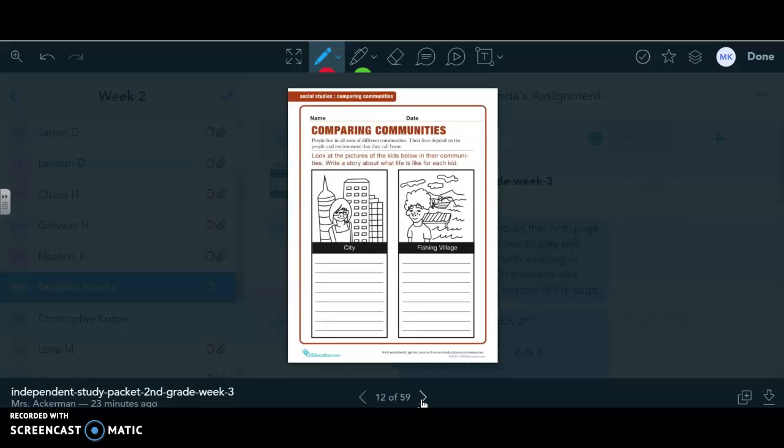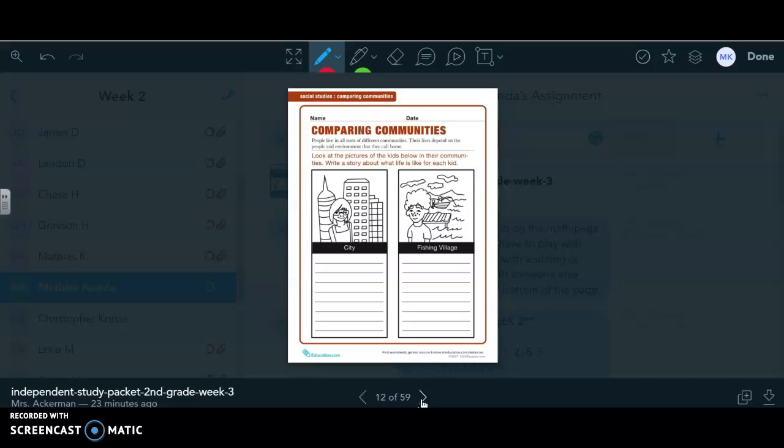Then, on the next page, this is for writing. You can choose if you would like to do this one or not. It's up to you. It might be one of the easier writing pages, though, boys and girls, so I would maybe go ahead and do it. It's telling you about people living in all different communities, okay? Their lives depend on the people and environment that they call home. It wants you to look at the pictures of these 2 kids below in their communities. Write a story about what life is like for each kid.